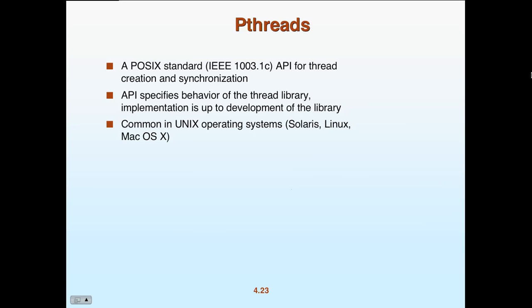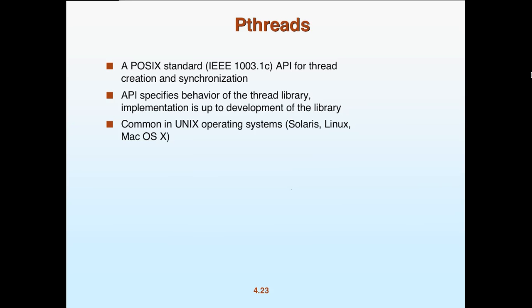Certain POSIX implementations are slightly different. So you have different versions of exec, and different behaviors that occur when you run a fork. It depends on the platform, essentially. It's common in Unix operating systems, Solaris, Linux, and also Mac OS X. You can run Pthreads in a Mac program.